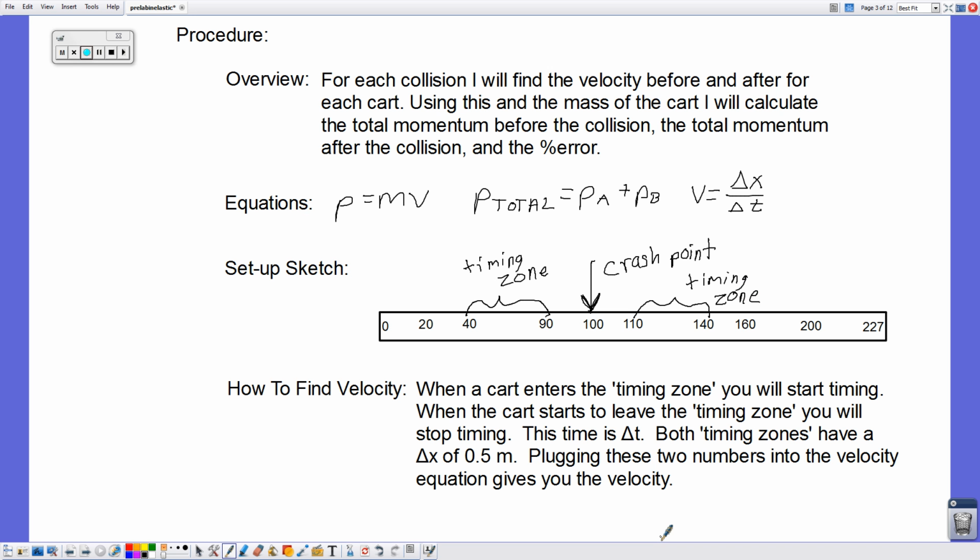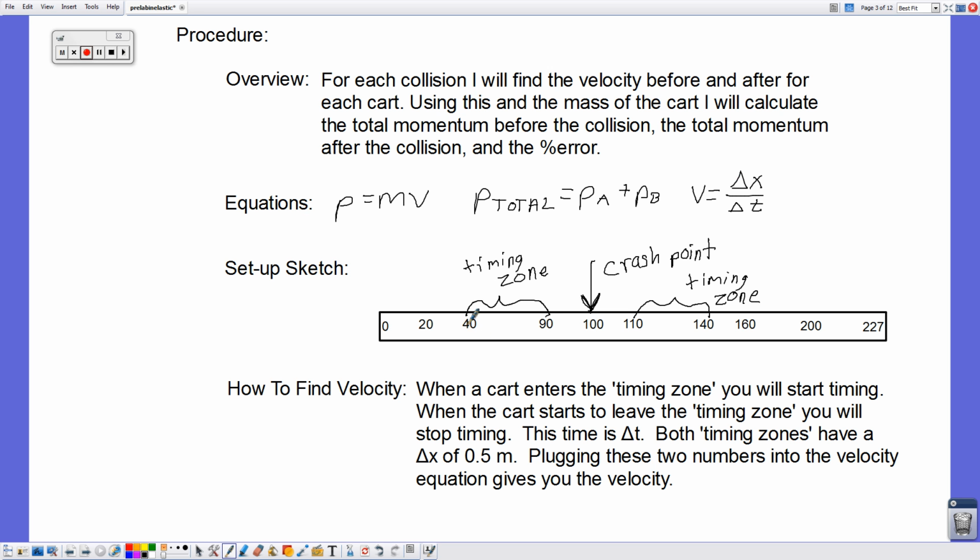All right, now what happens here is you're going to have the cart here, and you're going to push it. It's going to enter the timing zone, and you're going to hit start. It's going to leave the timing zone, and you're going to hit stop. That time you are going to use to calculate the velocity using this equation.